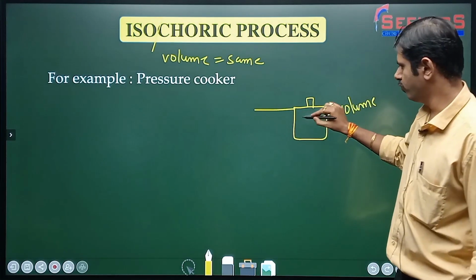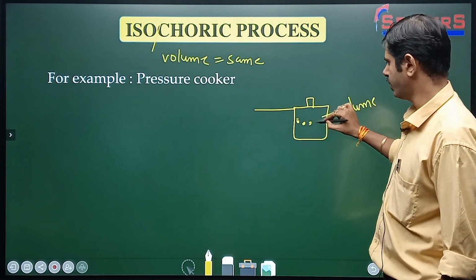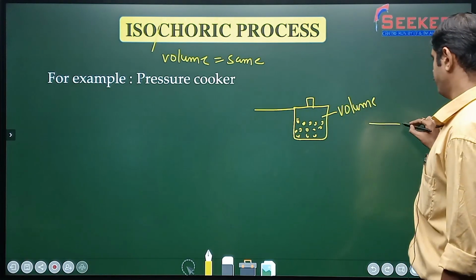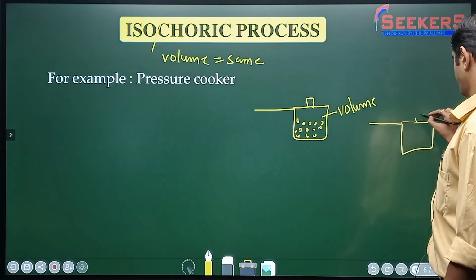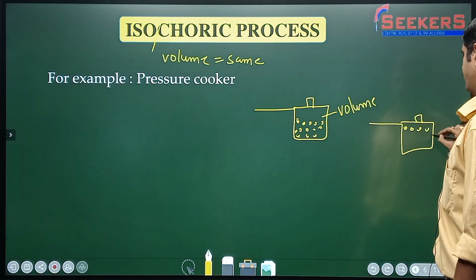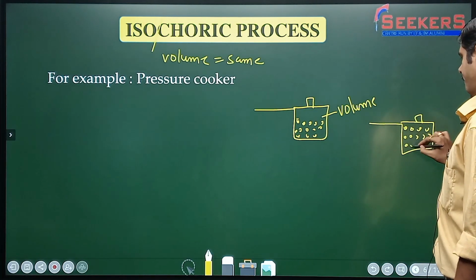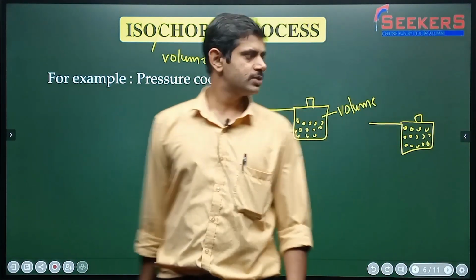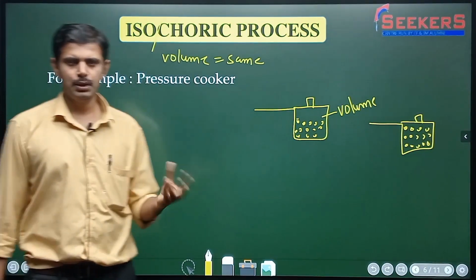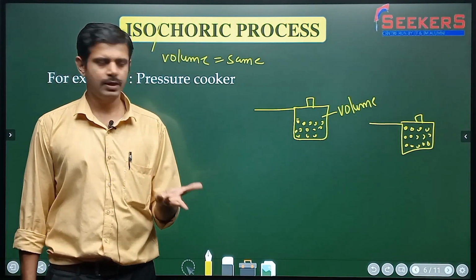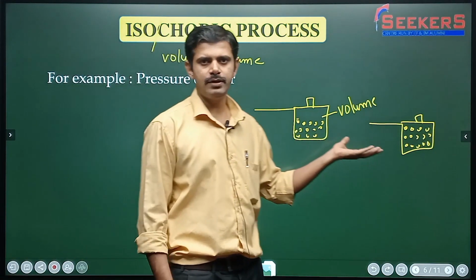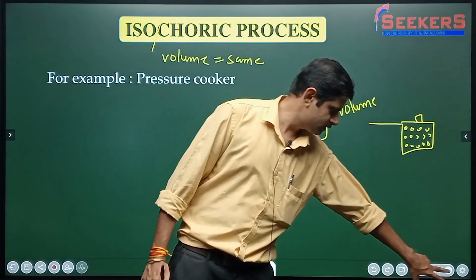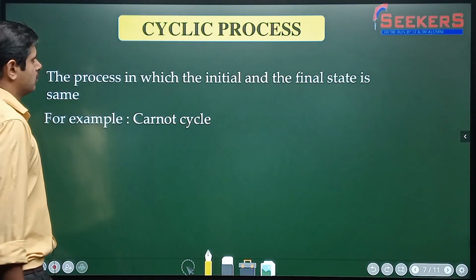No matter the food inside, earlier it was less in quantity. If you put uncooked rice, it will be less in quantity. After cooking, the rice quantity will increase, but the volume will always be constant. So the pressure cooker is the best example. Temperature increase will happen, work will be done on the system, but the volume will always remain constant over here.